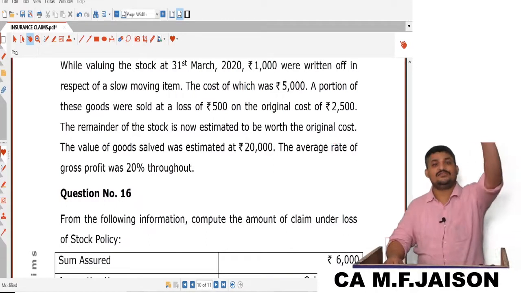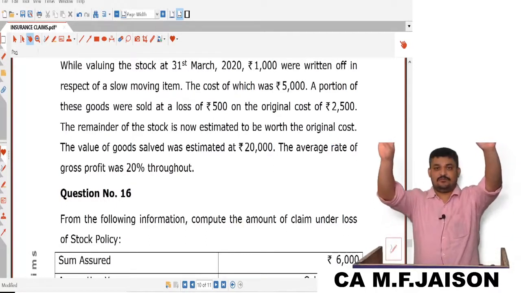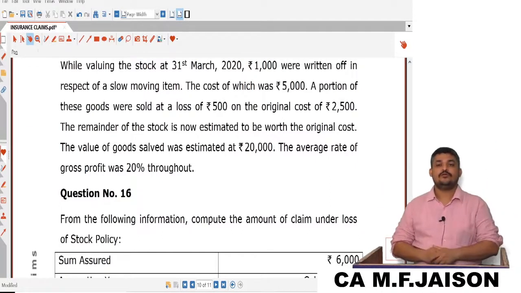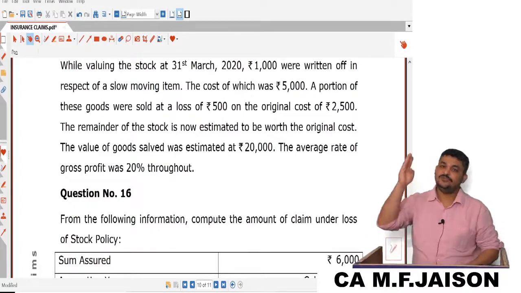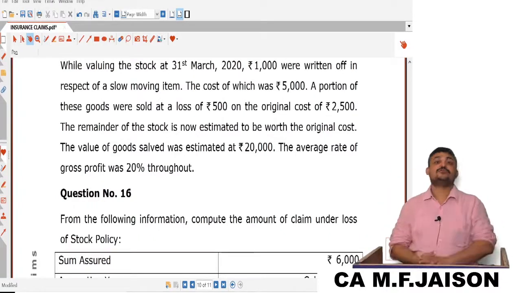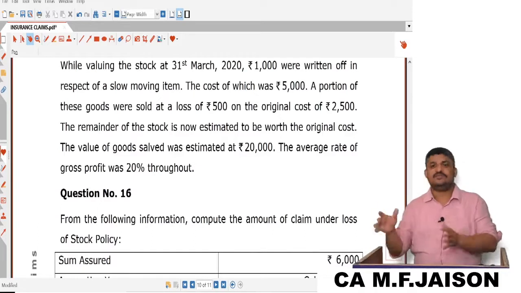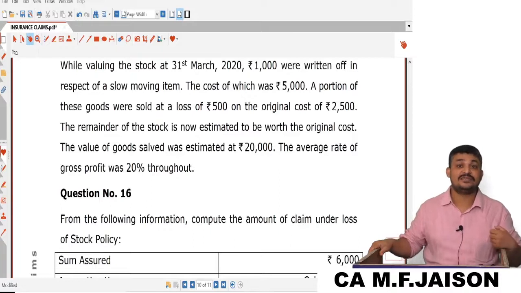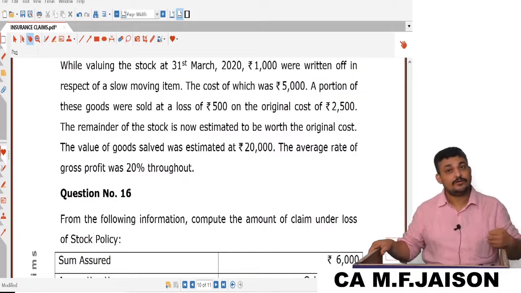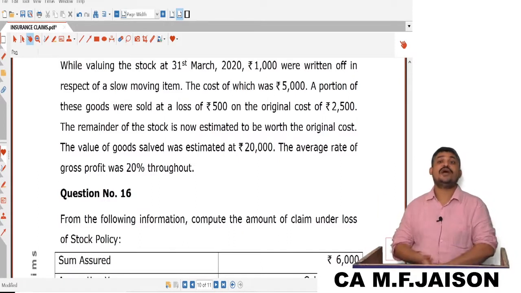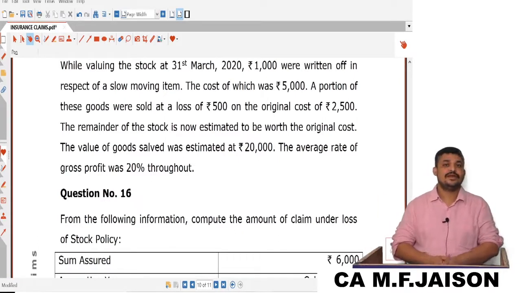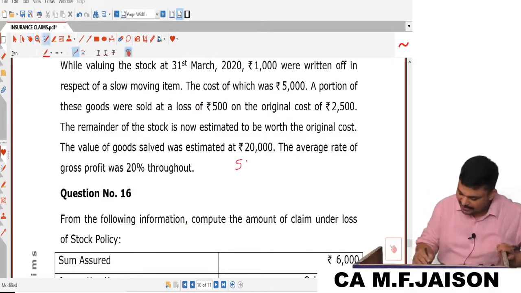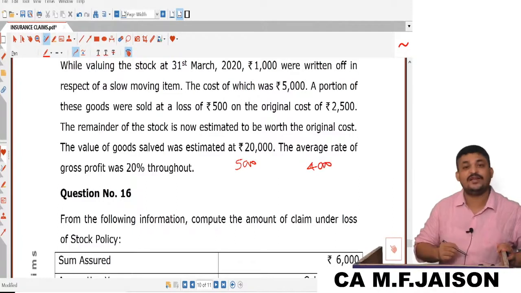Then the remainder of the stock is now estimated to be worth its original cost. Actually, total original cost is 5,000, valued at 4,000. Other goods costing 2,500 were sold. Out of that, goods costing 2,500 were sold for 2,000 rupees. So the remaining goods have how much cost? 2,500 is the cost. What should be the reduced value? Reduced value should be 2,000 rupees. 5,000 rupees was valued at 4,000.